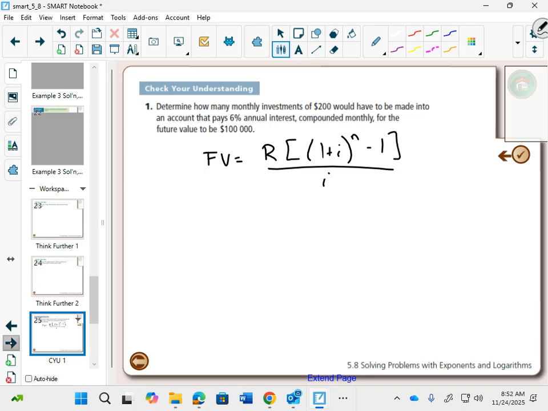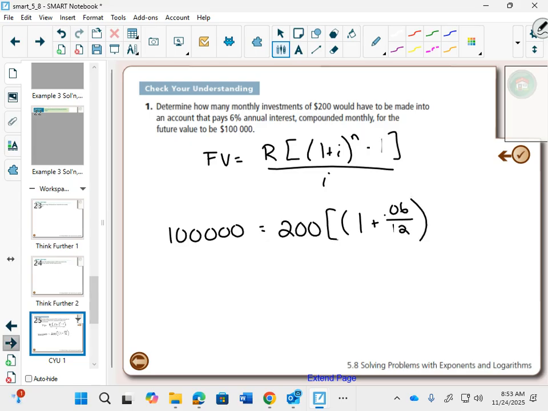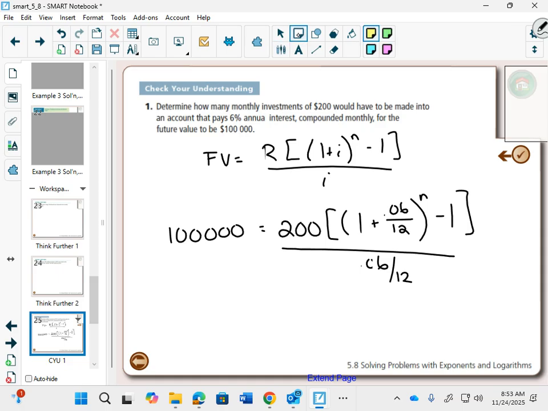So we want a future value of $100,000. We're putting in $200 per month. The interest rate is 6% compounded monthly. So the I part in this formula, you write the percentage as a decimal, and since it's compounded monthly, it's 12. Minus 1, all divided by, again, the I, so that's 0.06 over 12.